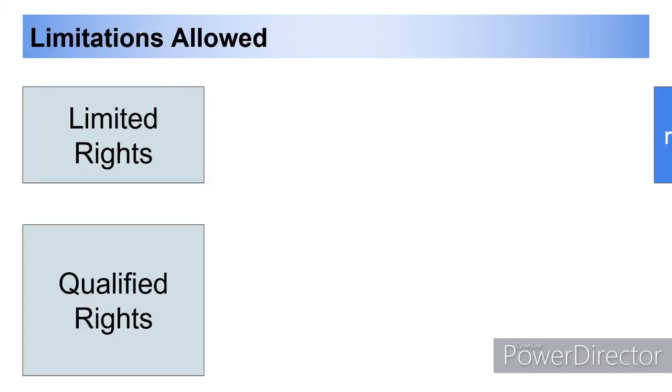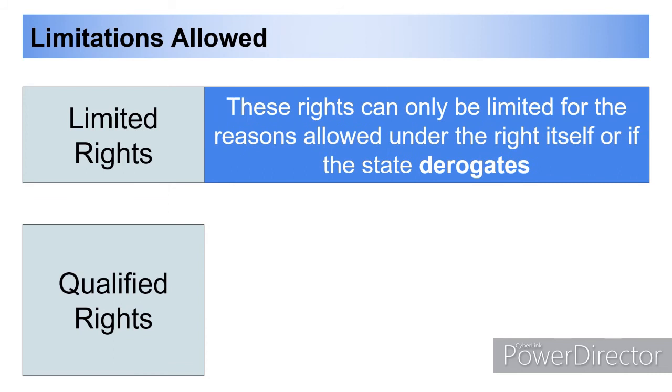So limited rights can be limited, but only for the reasons allowed under the right itself, or if the state derogates, which we'll look at in a minute. So reasons allowed under the right itself. If you think about the right to liberty, you can probably think of the reasons that are going to be laid down in Article 5 that will give the state the right to limit someone's liberty.